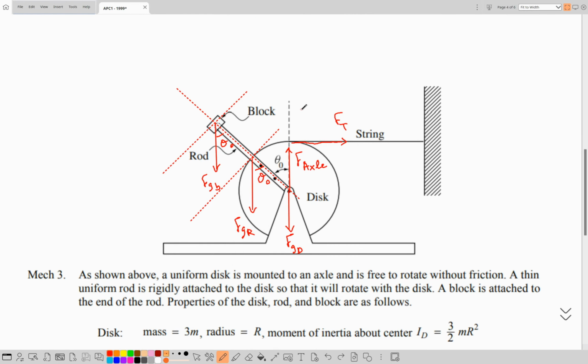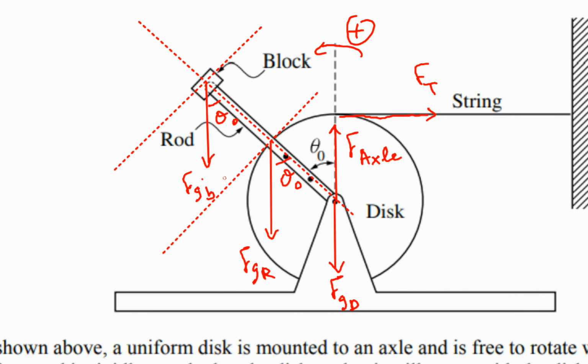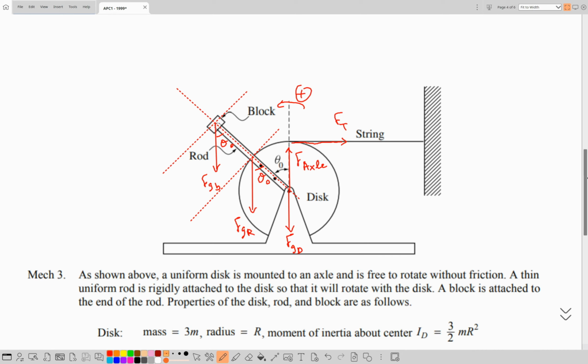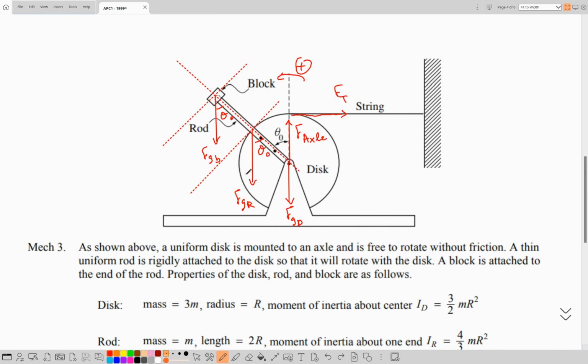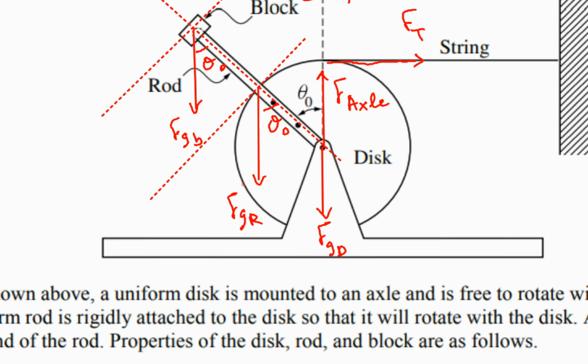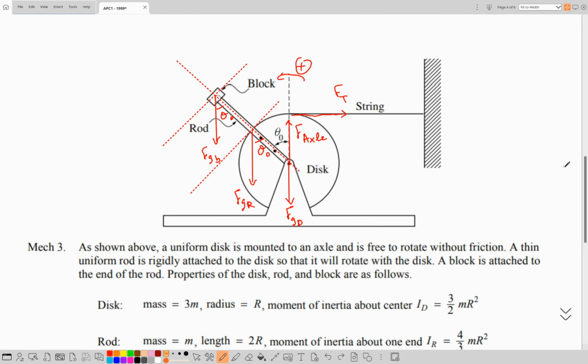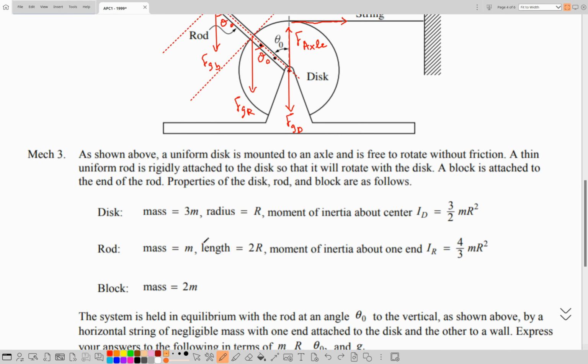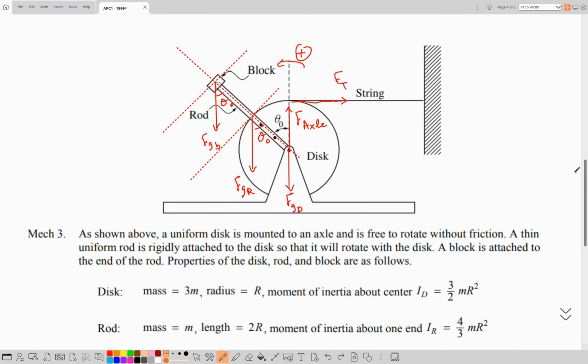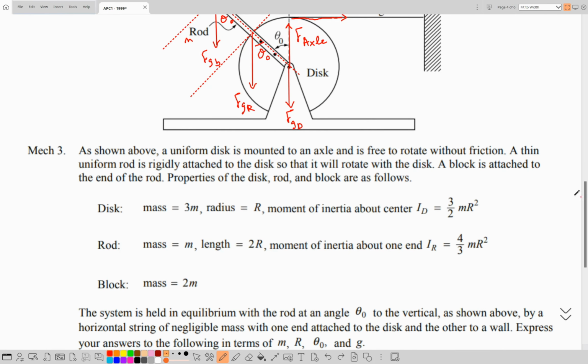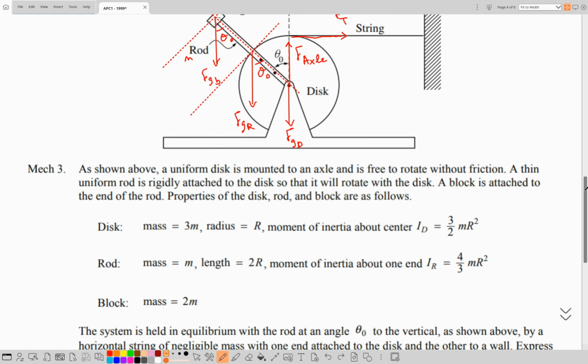Let me assume the positive direction to be anti-clockwise. Then the torque produced by these two pulls of gravity is positive, and the torque produced by the tension is negative. Now let me start by determining the torque produced by this pull of gravity, which is Fgr. Now here, if you notice carefully, the mass of the block is 2m. So let me write here that this has a mass 2m, and the rod has a mass given by m. Then the torque produced by the rod is given by its mass, which is m.